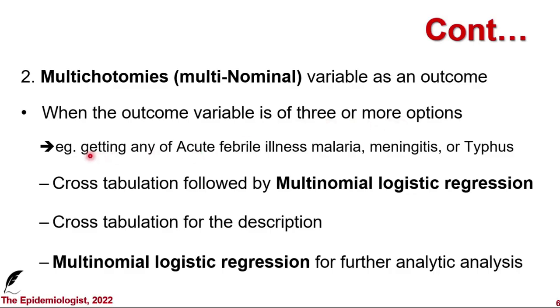Examples of this category include getting any acute febrile illness, malaria, meningitis, or typhus. Group of disease patients at OPD. The analysis is usually a cross-tabulation followed by multinomial logistic regression. Cross-tabulation is for the description, as in the dichotomous form of analysis. In contrast, multinomial logistic regression is used for further analytic analysis. In this video, we will deal with this form of analysis.